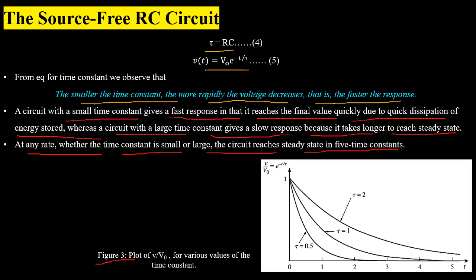Now the graph given in figure 3 represents various responses for a circuit with different time constants. When the time constant is small, let's say equal to 0.5, the response quickly reaches 0, or its final value. When the time constant is equal to 1, the response is a bit slower, and when the time constant tau is equal to 2, the graph reaches its final value more slowly.